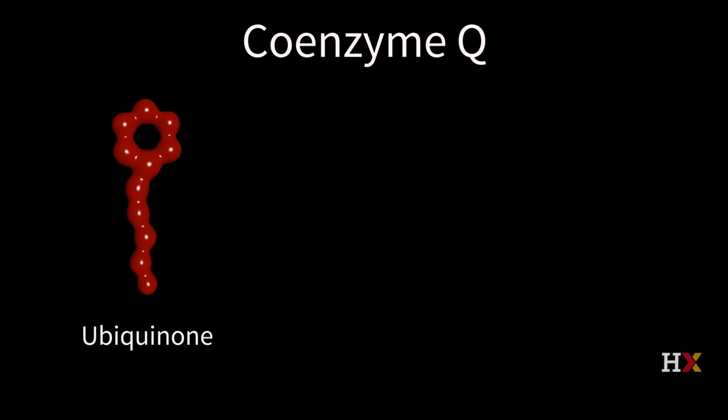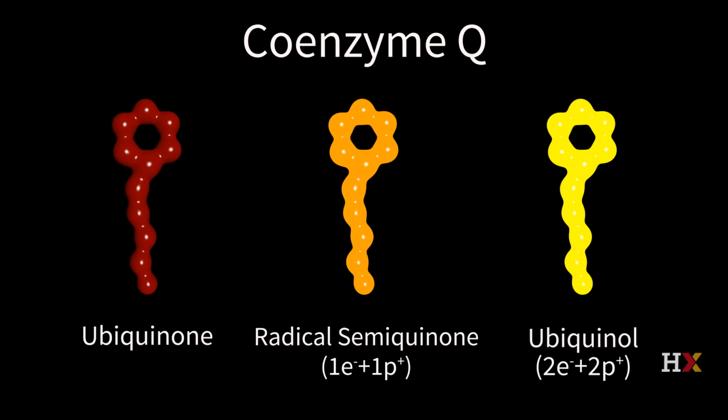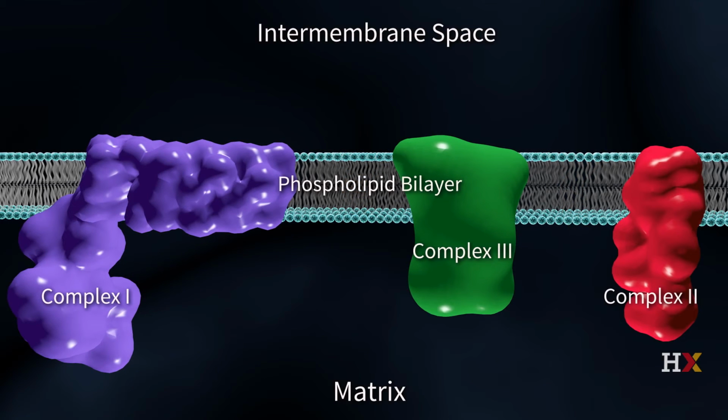Coenzyme Q has 3 states: the oxidized ubiquinone, the partially reduced radical semiquinone, which carries 1 electron and 1 proton, and the fully reduced ubiquinol, which carries 2 electrons and 2 protons. These protons contribute to the decrease of the proton concentration in the matrix.